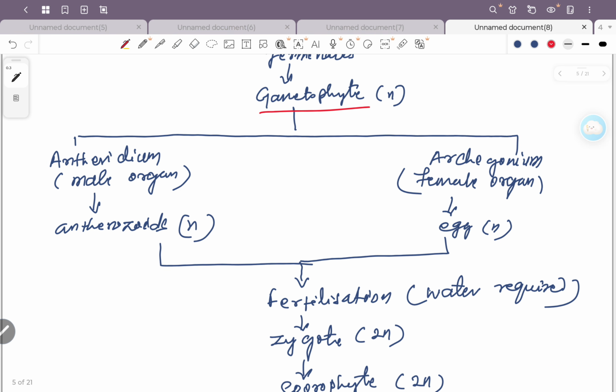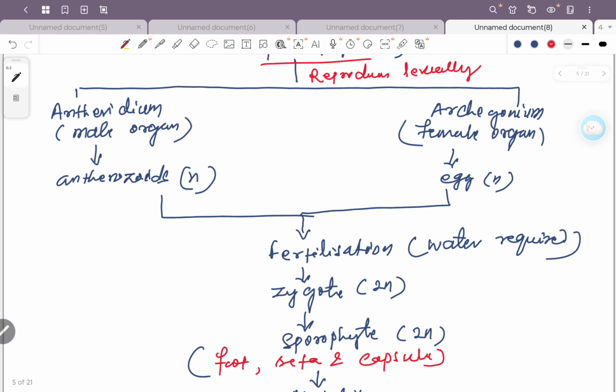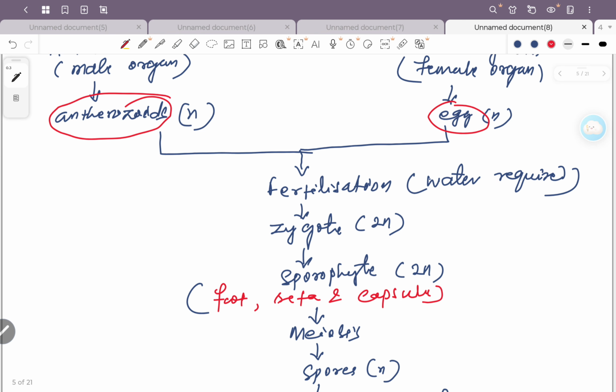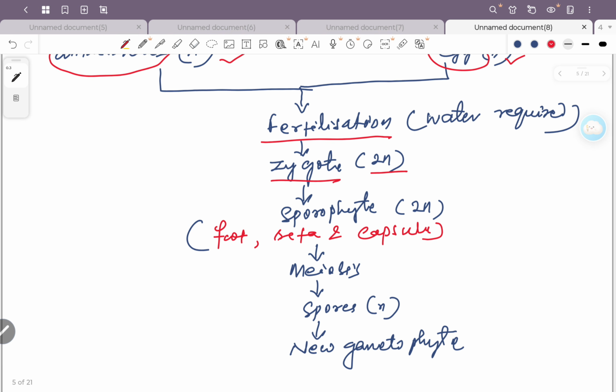The gametophyte now reproduces sexually, by producing the gametes. The gametes produced are antherozoids and eggs, which are produced in the antheridium and archegonium respectively, and these antherozoids are brought to the egg by water, and fertilization takes place. After fertilization, the zygote is formed, which is 2N, because this is N, this is N, they are fused to form the 2N, and now this 2N zygote develops into the sporophyte.